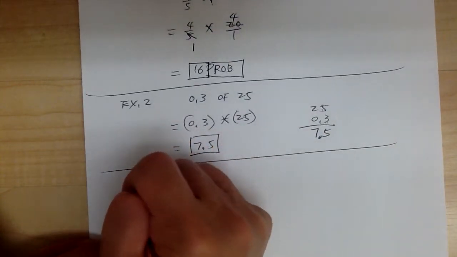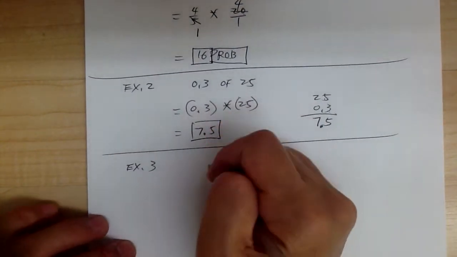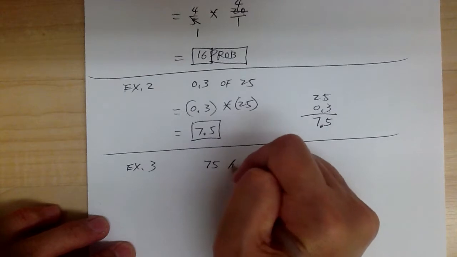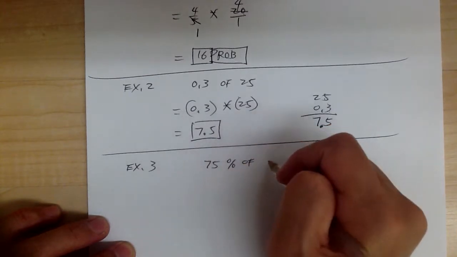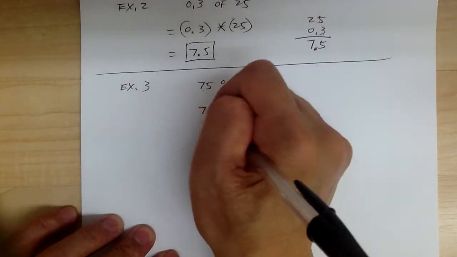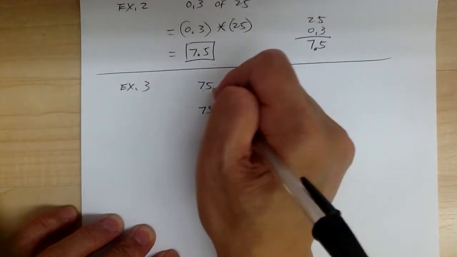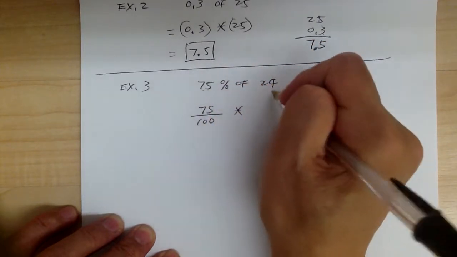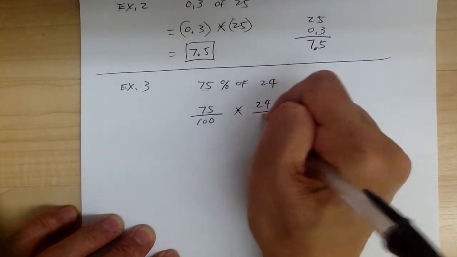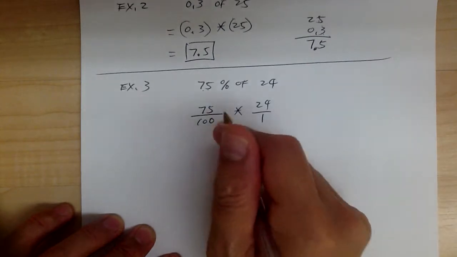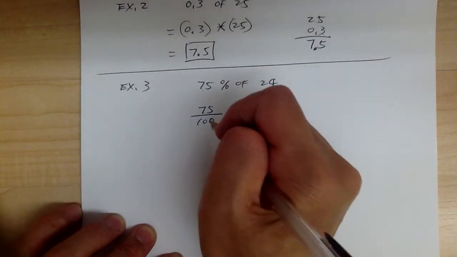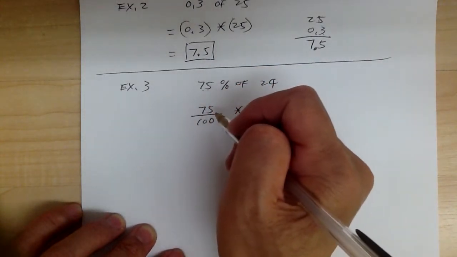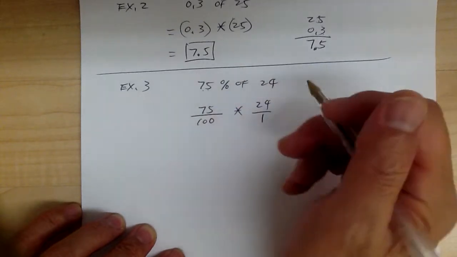Let's go to example 3. You're looking for 75% of 24. Okay. So again, 75% means over 100, right? So 75% means 75 over 100. Of means times. 24 means 24 over 1. Okay, so now you can go and divide. Both can divide by 25, but if you don't see it, that's okay. Let's start with 5.